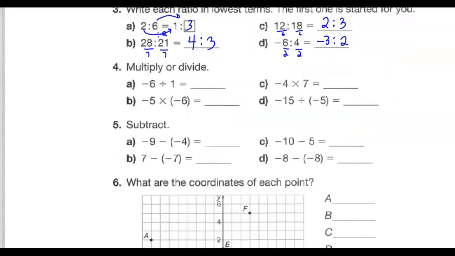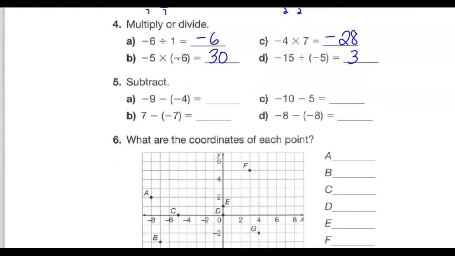Okay, multiply or divide, whatever it says here. So -6 divided by 1 is just -6. Negative times a negative is a positive. 5 times 6 is 30. A negative times a positive is a negative. 4 times 7 is 28. Negative divided by negative is a positive. 15 divided by 5 is 3. Because we're going to have to do, when we're calculating slopes, some division and multiplication with positives and negatives.